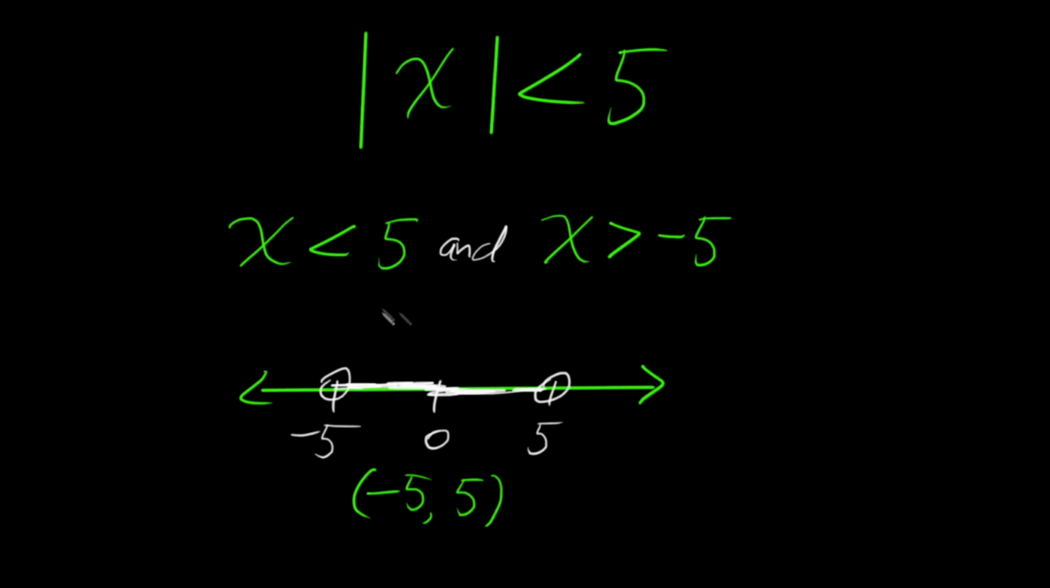One more way to write this answer is by saying that negative 5 is less than x, which is less than 5. And reading it from the point of view of the x, that's just saying that x is less than 5, and it's also greater than negative 5.